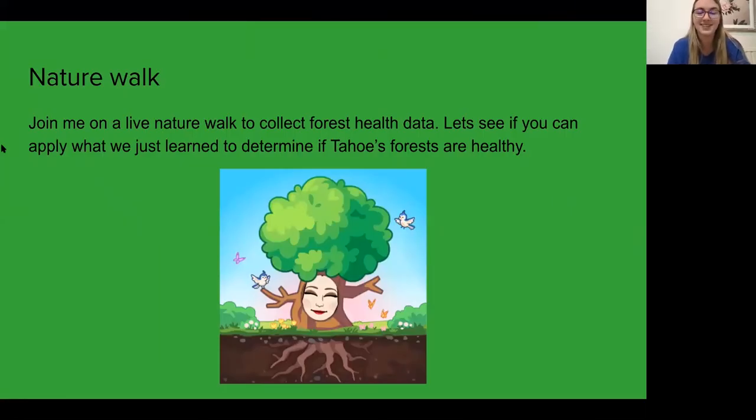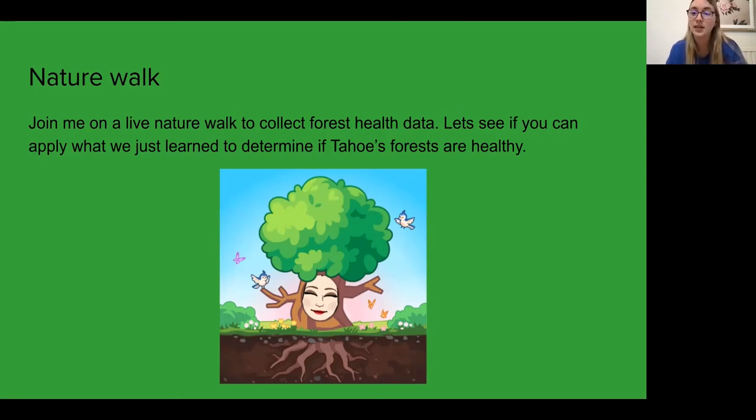Okay, so it is time for our nature walk. I am actually going to head out into the forest across the street from my house, and I am going to collect some data on forest biodiversity by identifying the different trees that I see on my walk, and also on age diversity by trying to classify what age group each of those trees fall into. And once I come back inside from that, we're going to look at our data together and try and determine if Tahoe's forests are healthy.